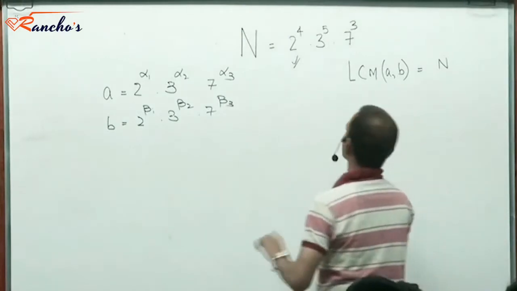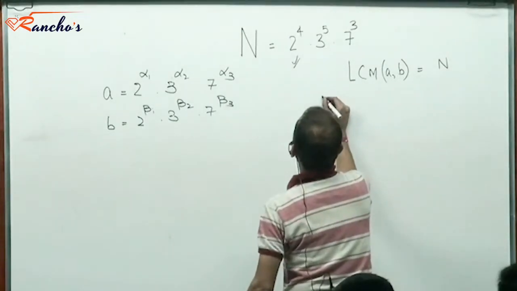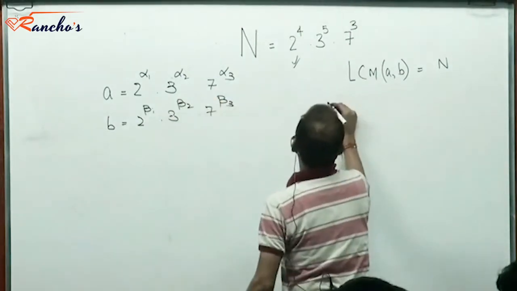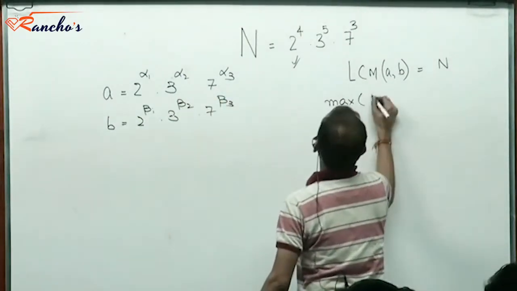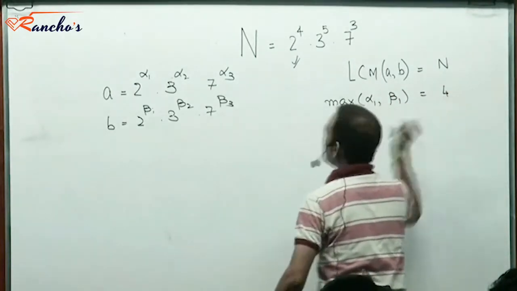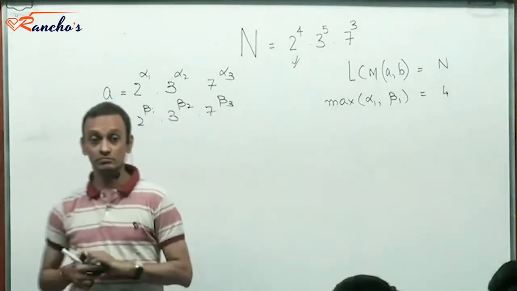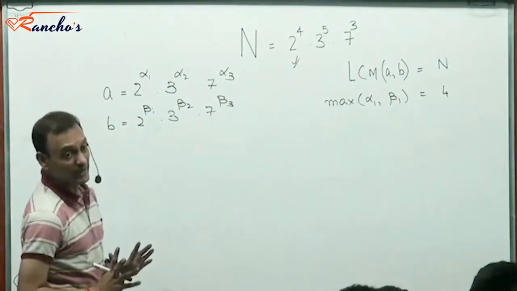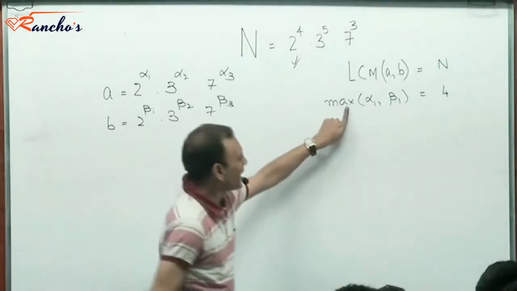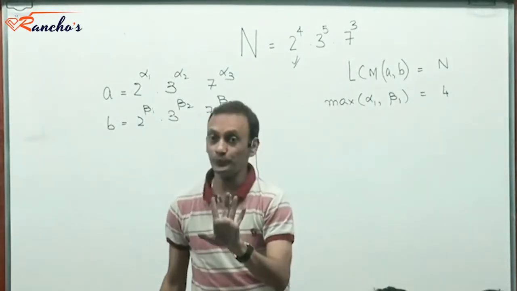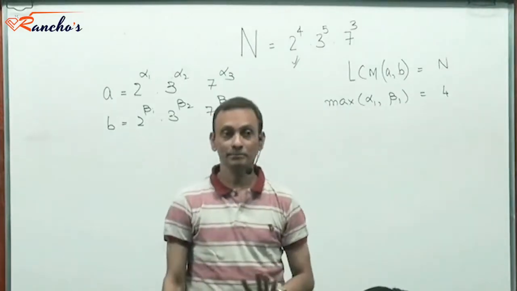Now, let's see in how many ways alpha 1, beta 1 can be selected such that the larger of alpha 1 and beta 1 is 4. Let me see in how many ways alpha 1, beta 1 can be selected such that the maximum, meaning the larger of alpha 1 and beta 1, is 4. Clear?